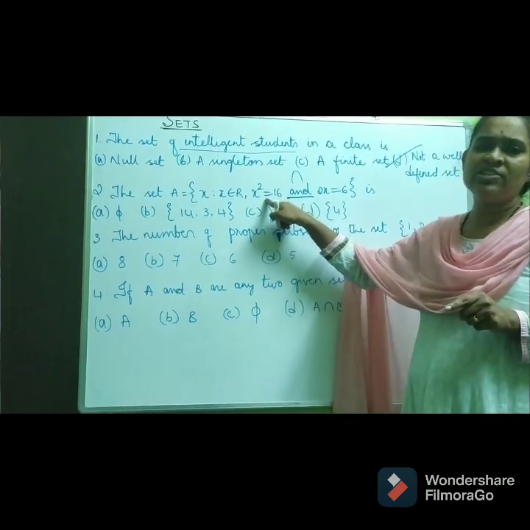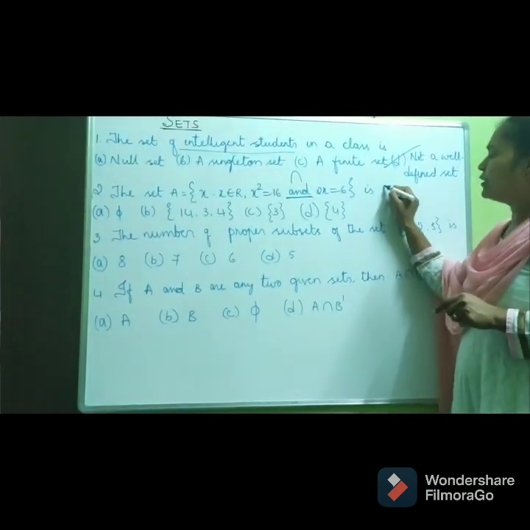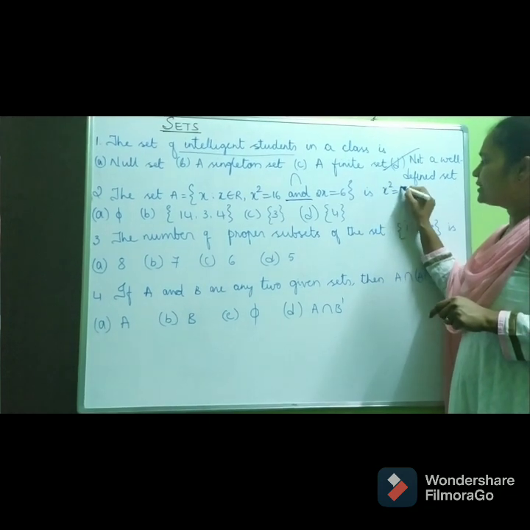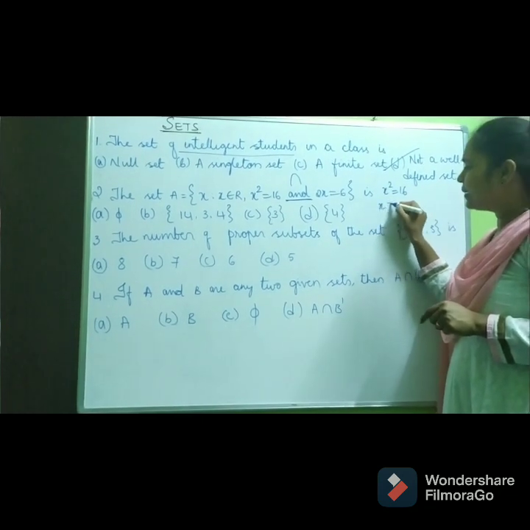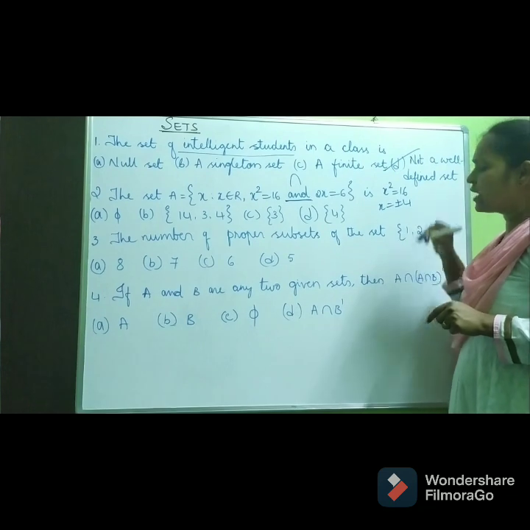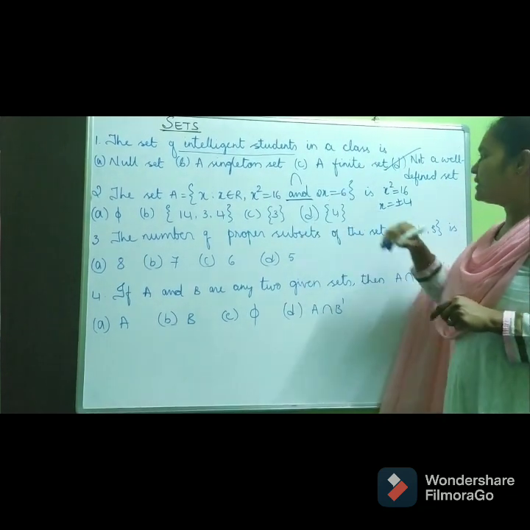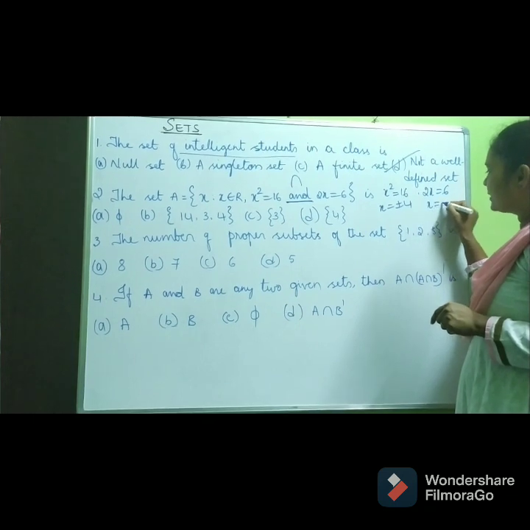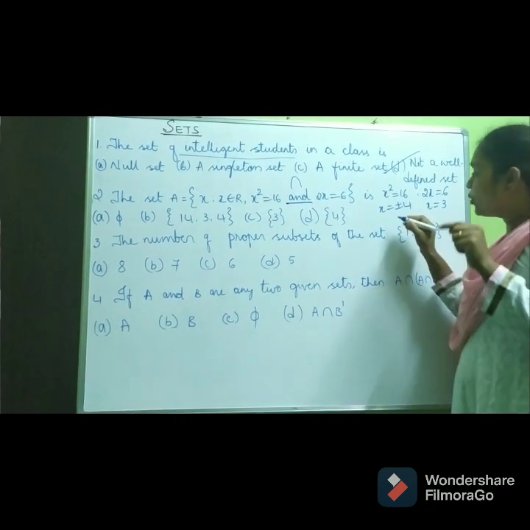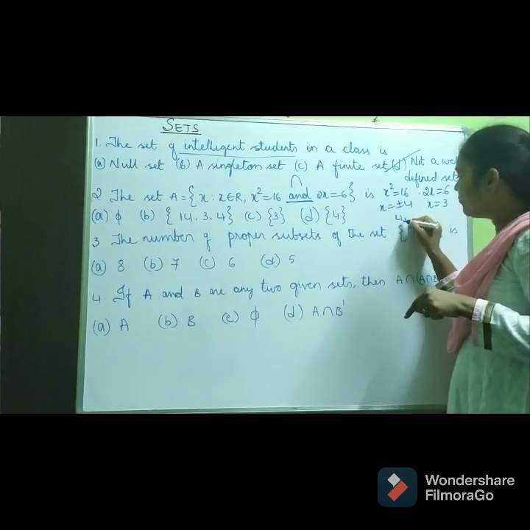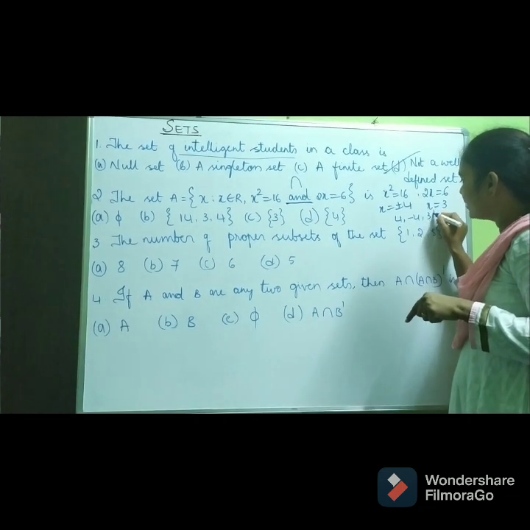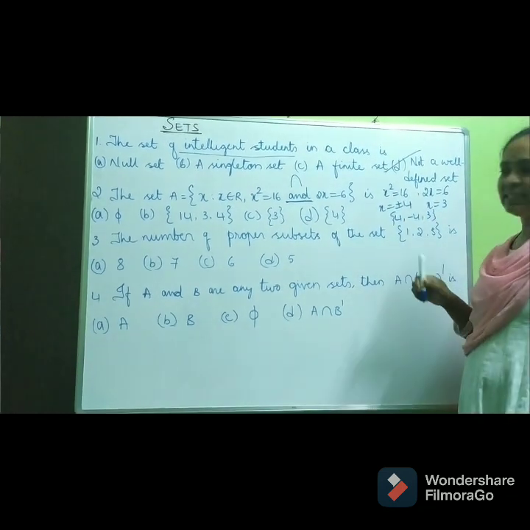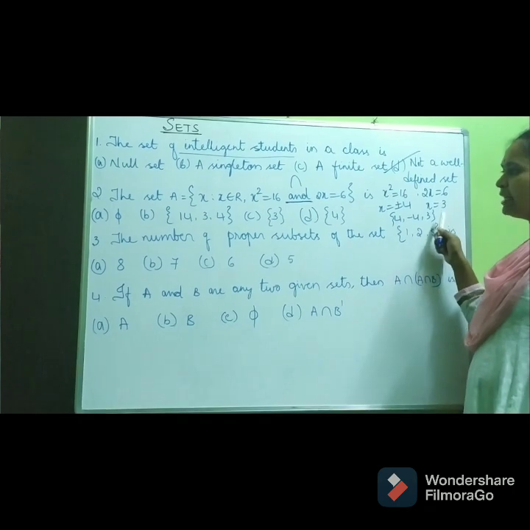What is the condition here? x square is equal to 16. We all know x square is equal to 16 implies x is equal to plus or minus 4. 2x is equal to 6, so x is equal to 3. So our set must be {4, -4, 3}. Our answer is {4, -4, 3}.